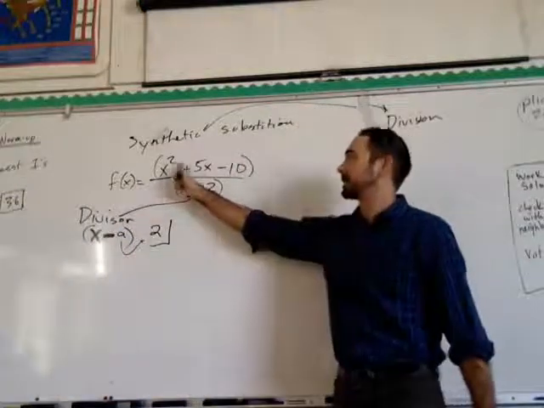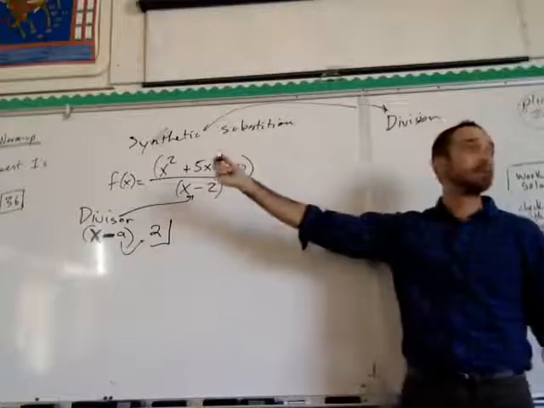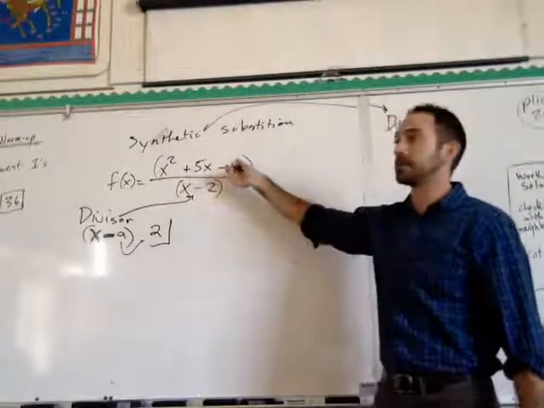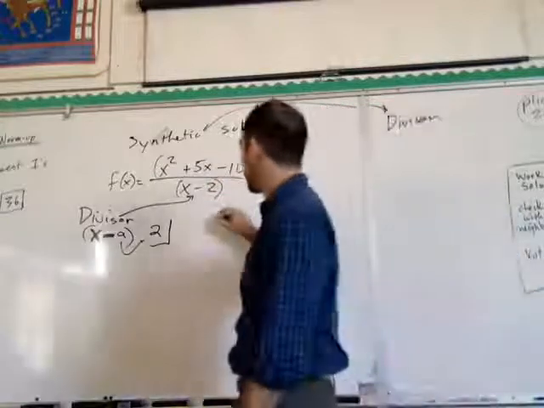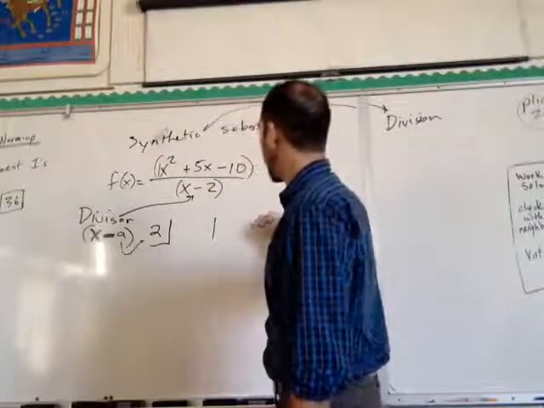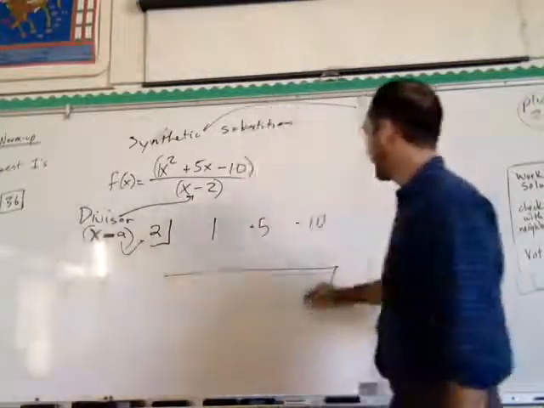Looking at our expression on the top, are there any terms that are missing? No? I mean, is it in descending order purely, right? Squared, first power, constant. So I'm just going to bring those values over. My coefficient for this is a 1, right? Then we have a positive 5. We have a negative 10. Let's go ahead and do that.